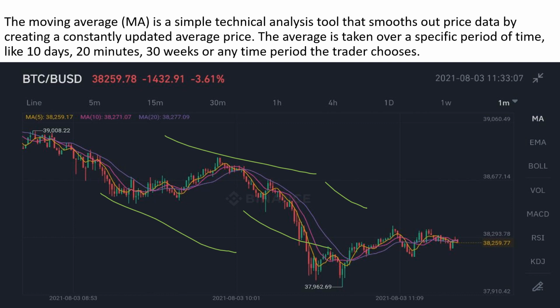Look at the direction of the moving average to get a basic idea of which way the price is moving. If it is angled up, the price is moving up. If it is angled down, the price is moving down. If it is going sideways, the price is going sideways.